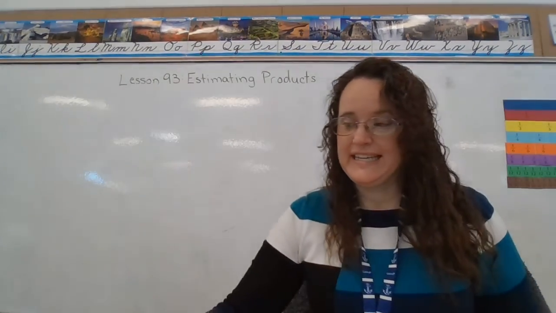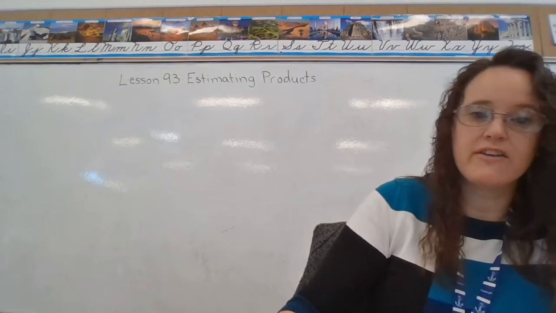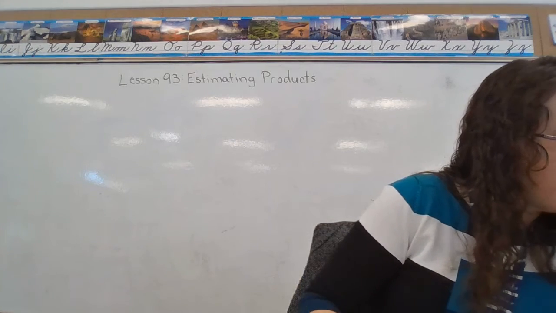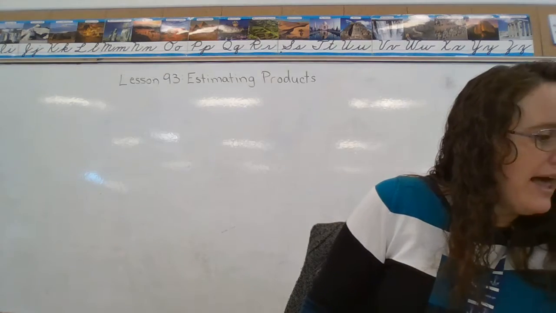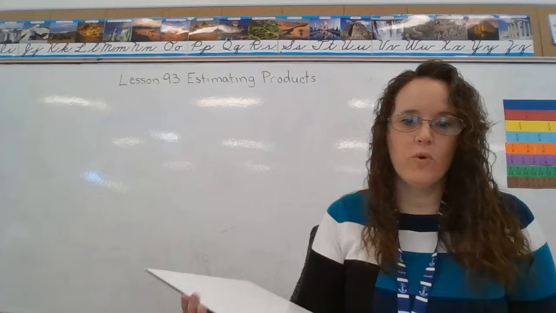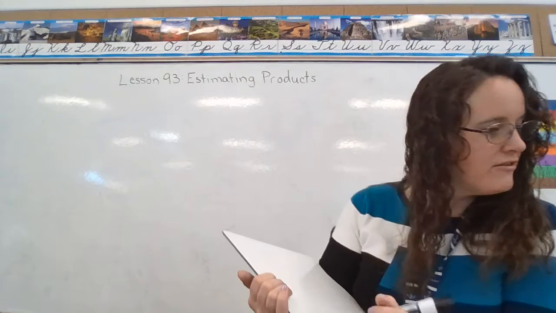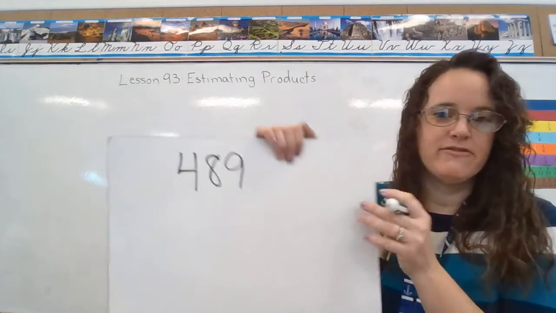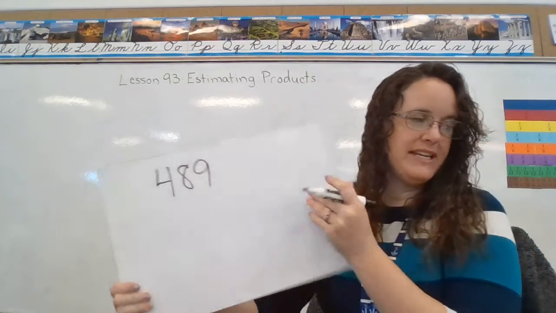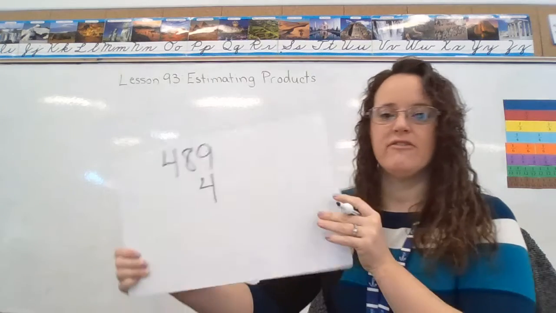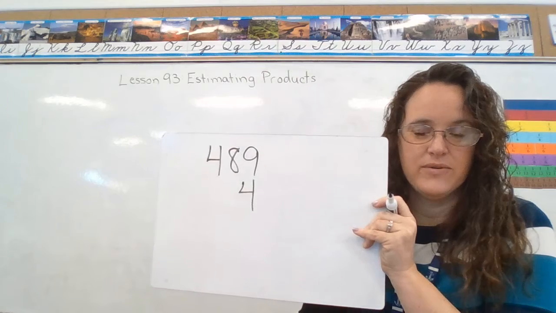Next problem is C. It says every day Alita walks around the track 4 times. She counted 489 steps for 1 lap. About how many steps does she take walking 4 laps? Pause here, figure it out on your own.